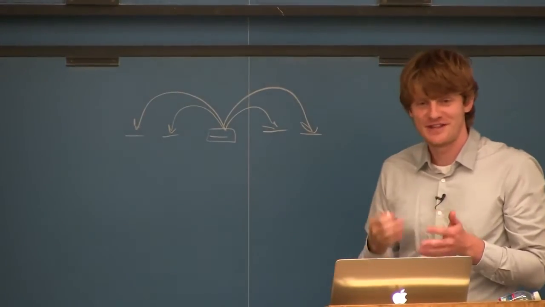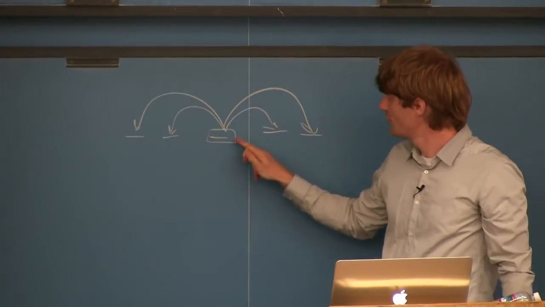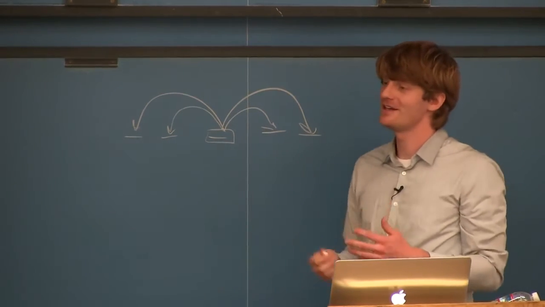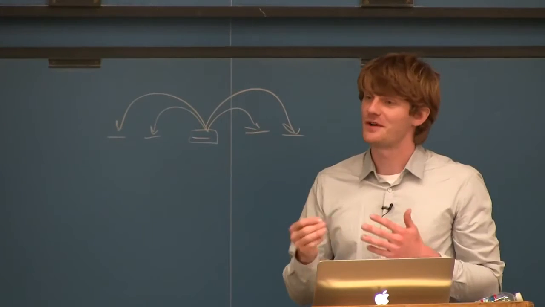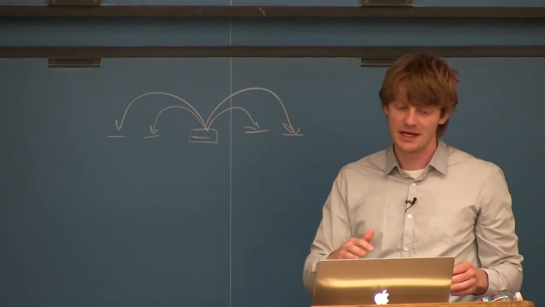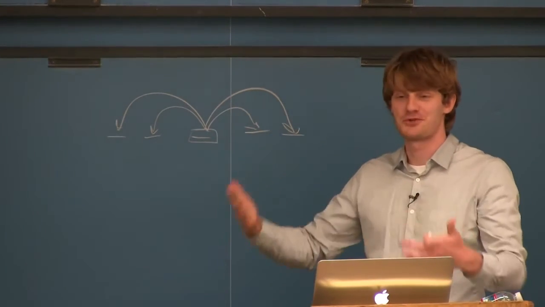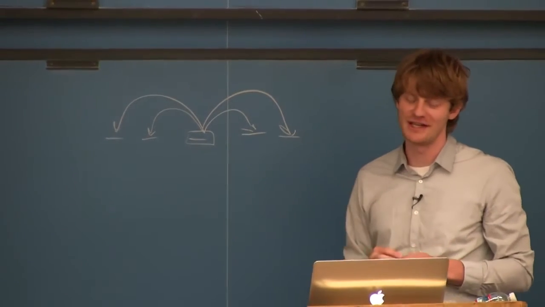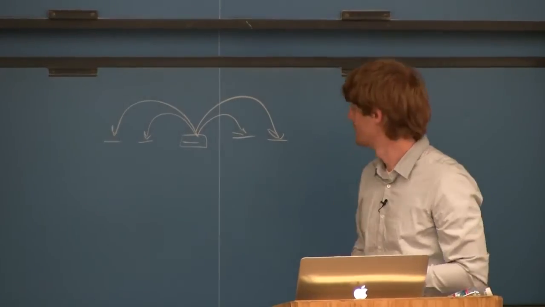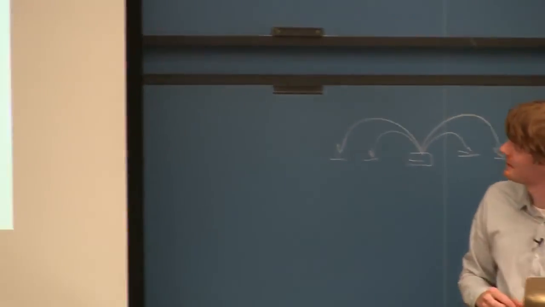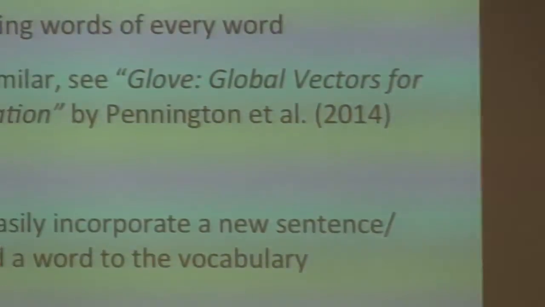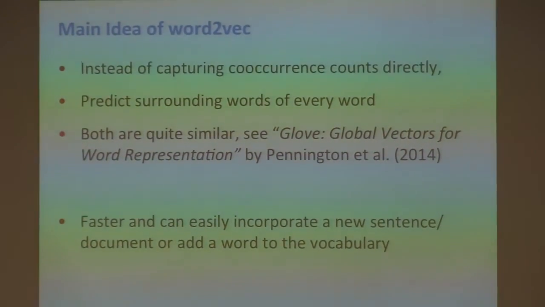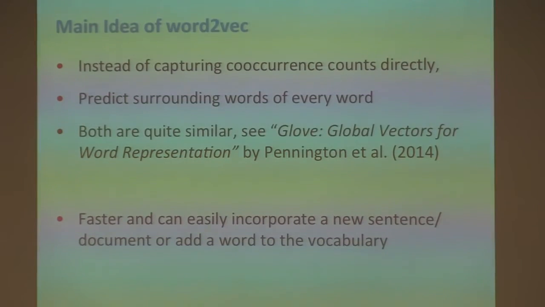It turns out that when you're trying to learn a vector representation that predicts other vectors, or the identity of other words, there's actually a very interesting and deep mathematical connection to trying to capture the counts. So in some ways, they are actually quite similar. And there's a really good paper by Jeffrey Pennington that introduces another method, which we'll go over after Word2Vec, that shows this connection.